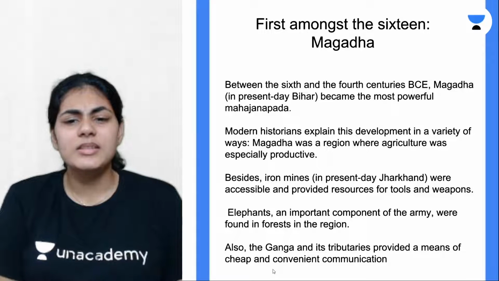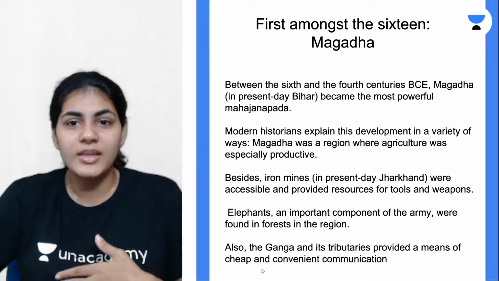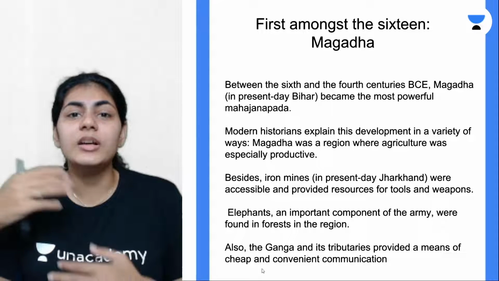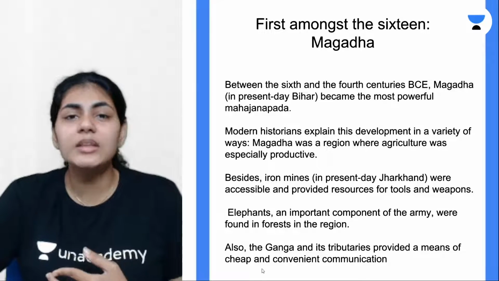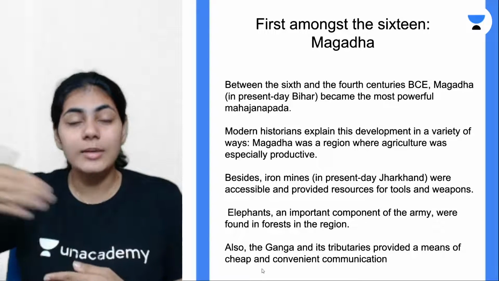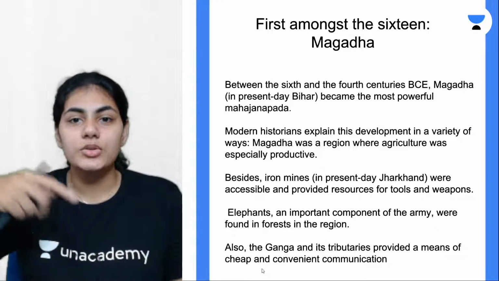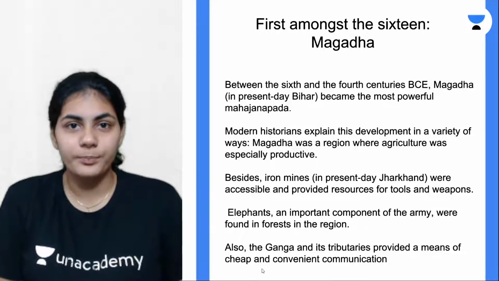And lastly, because the Ganga river and its tributaries are flowing in this Magadha region, it provided cheap and convenient communication, right? People can travel in boats from one place to another, or goods can be imported and exported via these river channels. So these are some of the reasons why Magadha became very, very powerful.